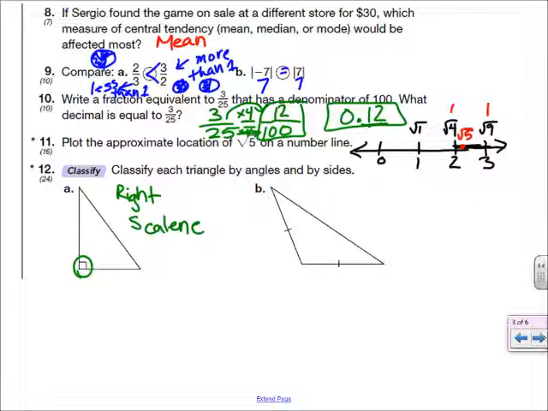In B, we have an angle here that, if I was to hold a piece of paper up, this would be a right angle. So this angle there is more than 90 degrees. So this is an obtuse triangle. And then we see that these two sides are the same length. If two sides in a triangle are the same length, it's called an isosceles triangle.